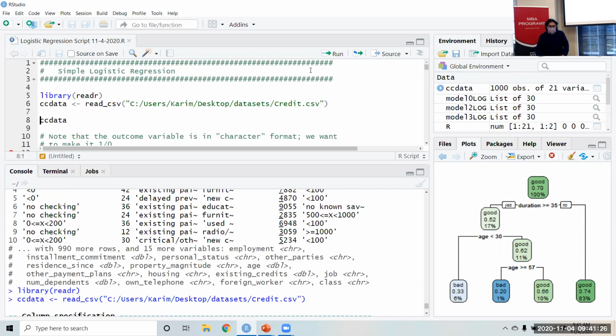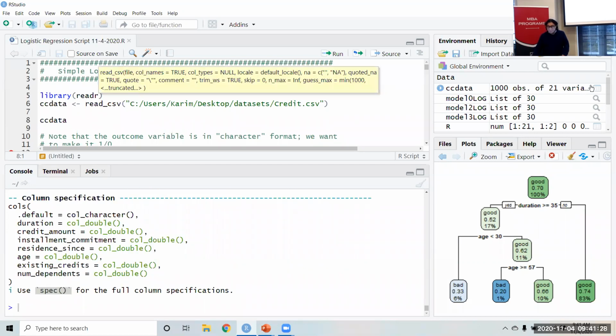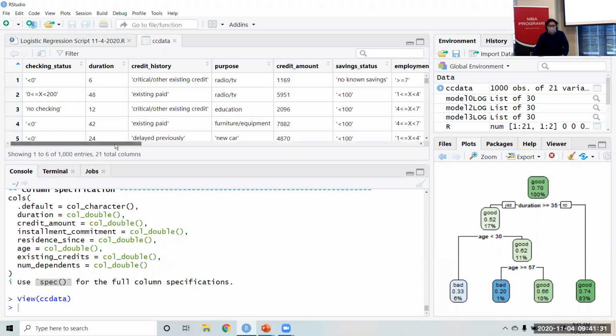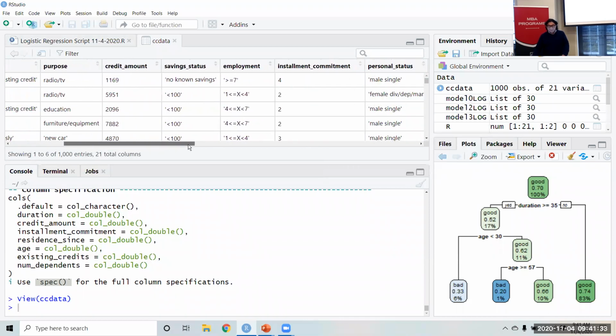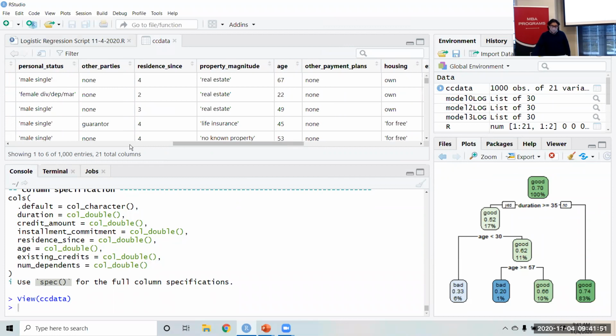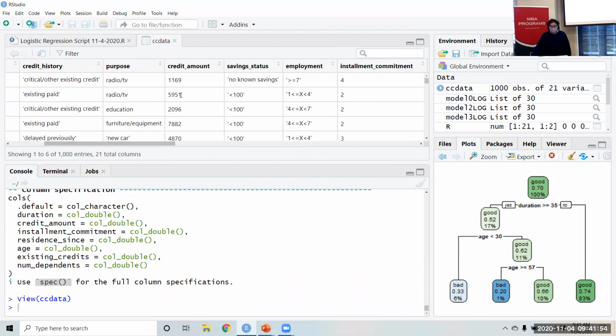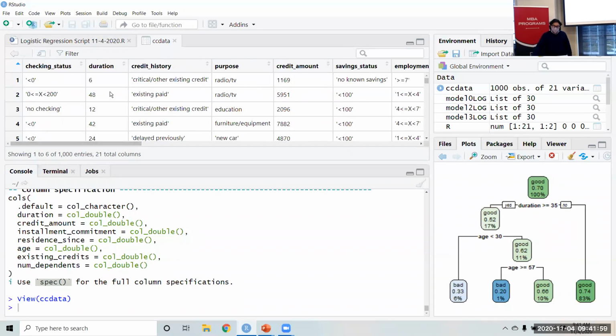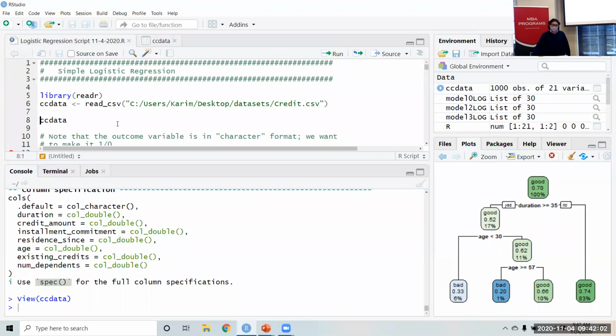so we're going to start with this data set, CC data, right? CC data has a bunch of information about loans. And specifically, it has some information about whether or not the loan gets repaid or not. So we have a bunch of information about the borrower. Does the borrower own a telephone? How many dependents do they have? What's the class of job that they have? Do they own or rent a house, etc.? What's the credit amount, the employment status, credit history, duration of the loan, etc. All of these pieces of information.